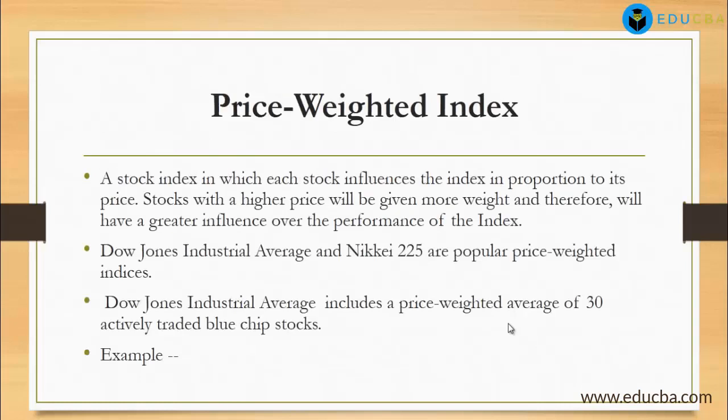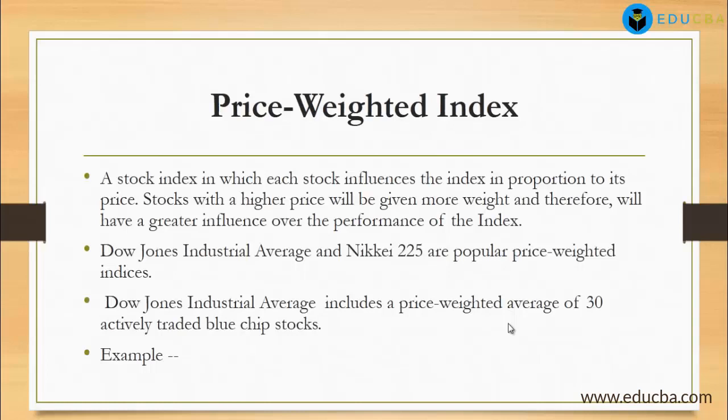A stock index in which each stock influences the index in proportion to its price. Stocks with a higher price will be given more weight and therefore will have a greater influence over the performance of the index. Now, which are the examples, right? Dow Jones Industrial Average and Nikkei 225 are popular price weighted indices. So in this scenario, if we compare with the previous two examples, which are free float and market capitalization weighted index, they also get influenced by the price, right? Now in this scenario, the stocks which have the higher price will be given more weight.